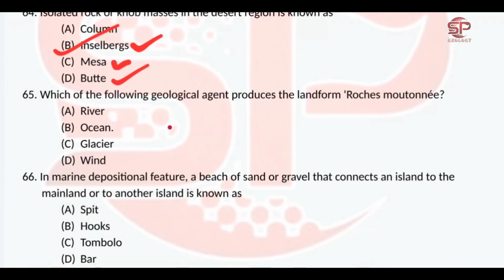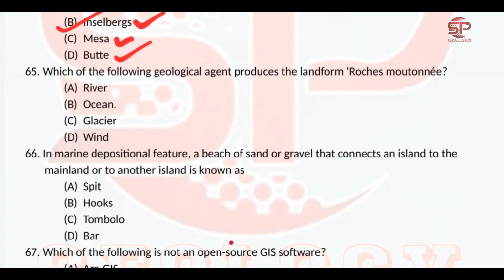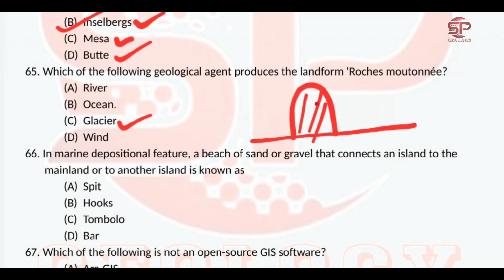Which of the following geological agents produces the landform roches moutonnées? It is glacier. It is formed when a continent-like ice sheet passes through any resistant structure like a volcanic block. It produces a steeper stoss side and a gentle lee side. The answer will be glacier.